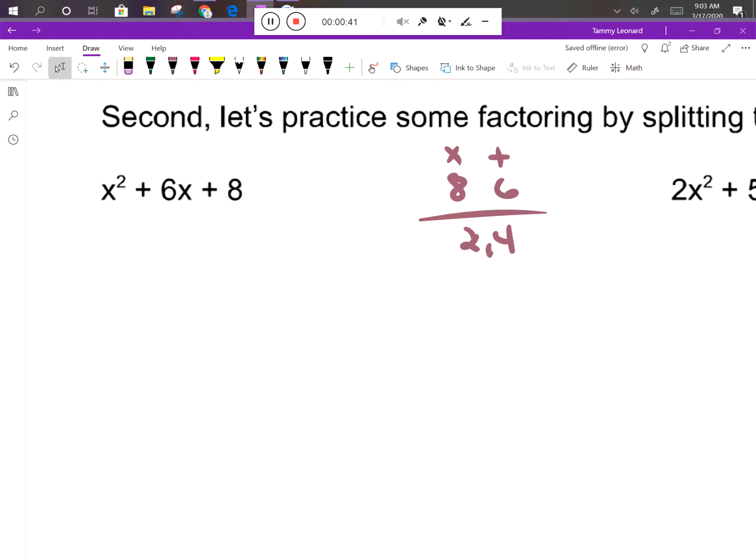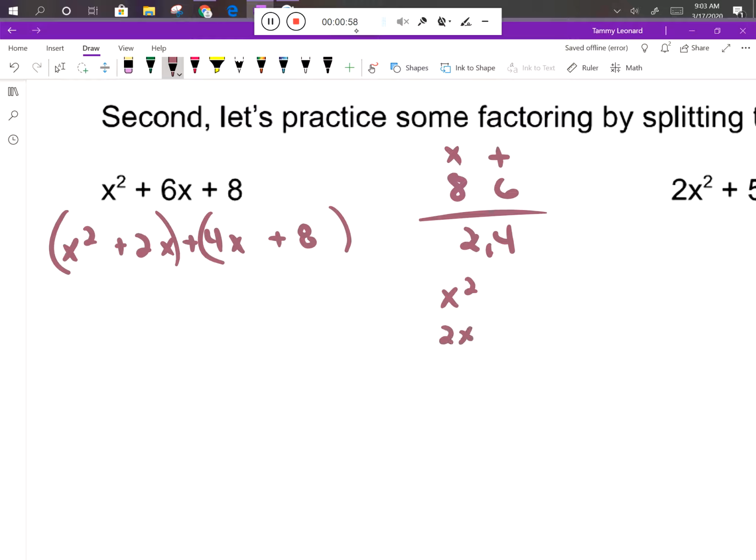So we're going to keep our first term. We're going to split 6x into plus 2x and plus 4x. And we're going to keep our last term as it is. Then we're going to group the first term and the last term into 2 binomials and look for their GCFs.